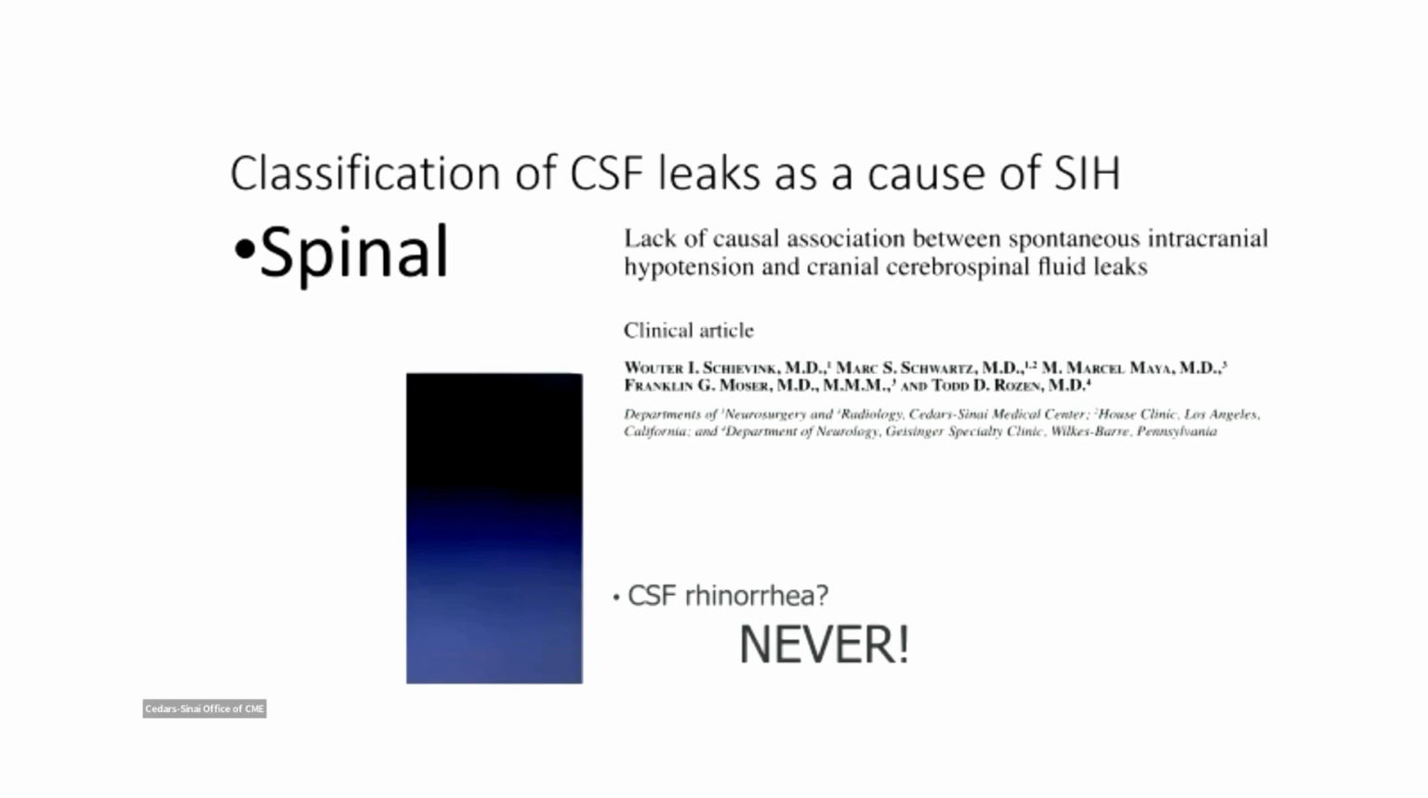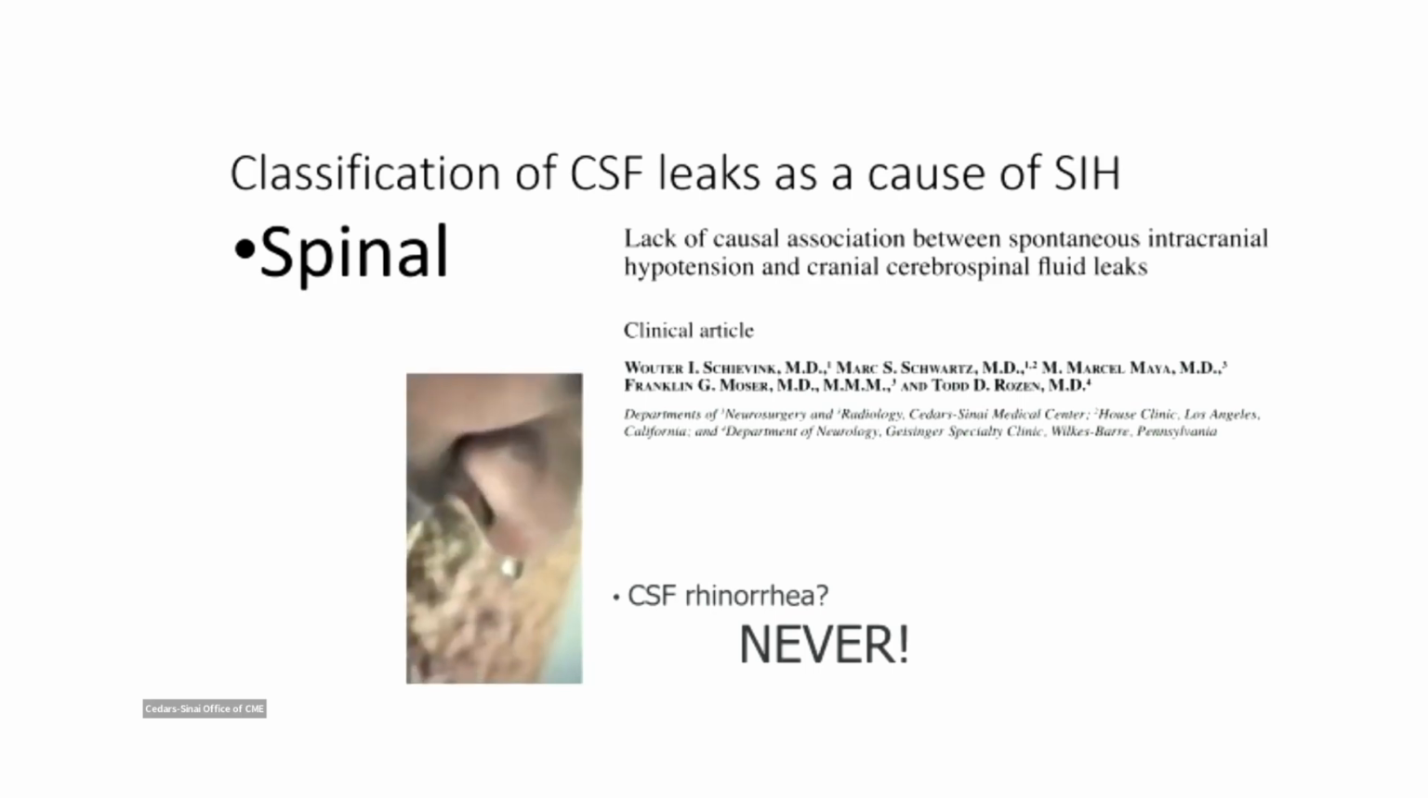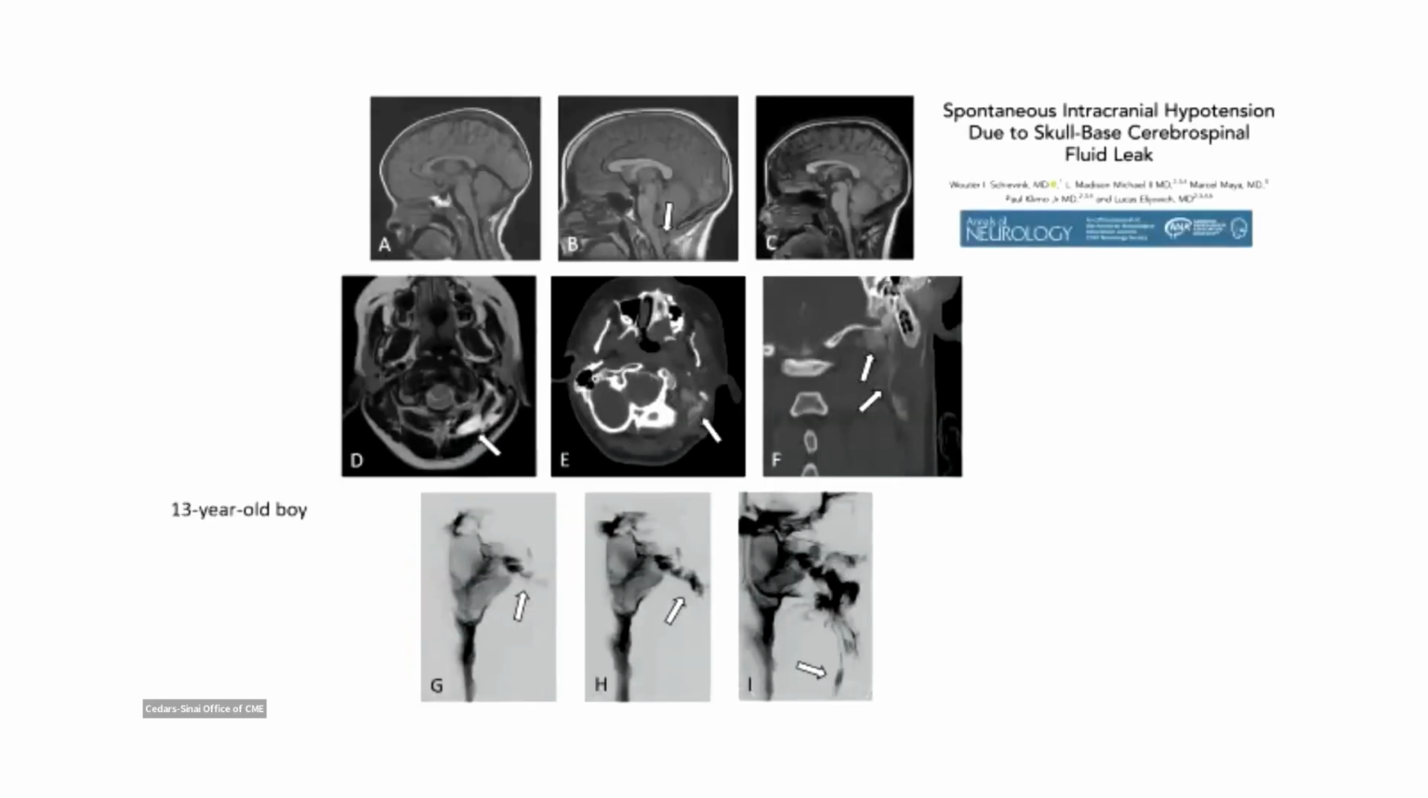Maybe 10 years ago, Dr. Maya and I and some of our collaborators published an article where we said there's really no association between skull-based CSF leak and SIH. And of course, we were wrong, because then we saw a young patient a few years ago. He was 13, had acquired Chiari. He was diagnosed with that. That was really brain sagging.